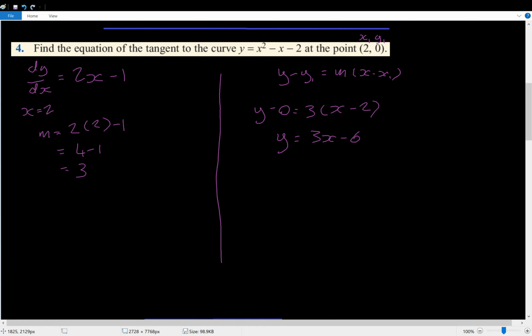You can leave that as is. That is a totally acceptable equation of a line. If you want to put it slightly differently and move all the x's and y's to the same side, you get 3x minus y minus 6 is equal to 0. But either of those would be acceptable as an answer for this question. And that is that.